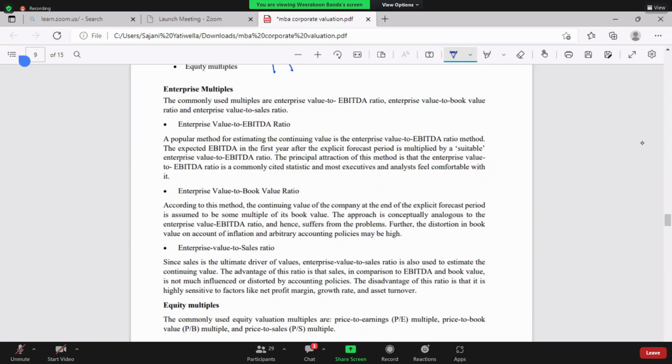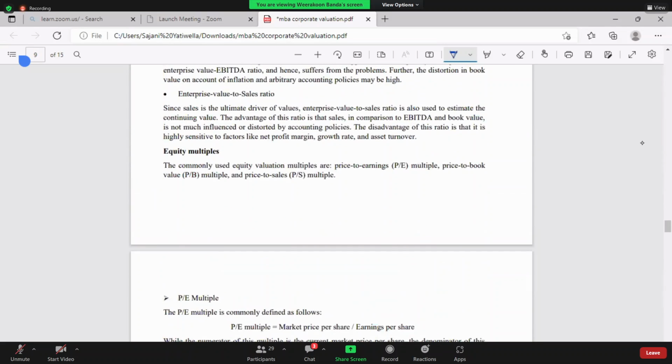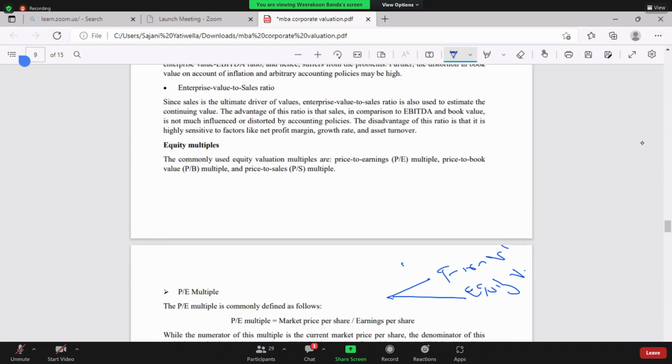So different multiples are indicated here. Enterprise value to EBITDA, enterprise value to book value, enterprise value to sales ratio, like that. Then the equity multiples also can be different, from price earning multiples. So that is actually concerning the two, one is the firm value, the other one is equity value. Equity value means eliminating the debt capital here. So concerning that, there are different multiples here. Those are the equity multiples, concerning the equity value.